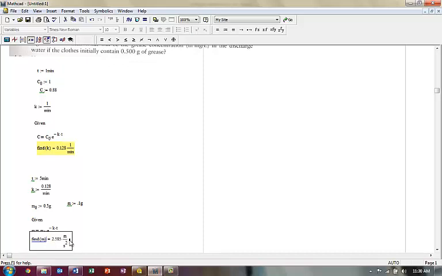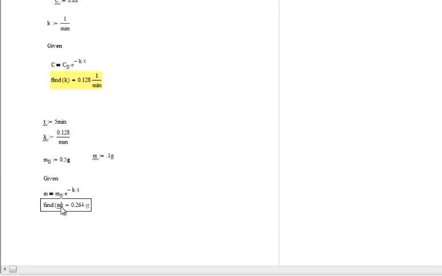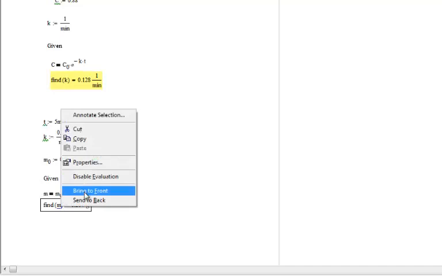5 minutes, k is what over that time. Looks right. Let's just see what happens if we put in grams and call that g. Yep, so there we go. So we've got 0.264 grams. Alright, so that's the mass that is left on the jeans.